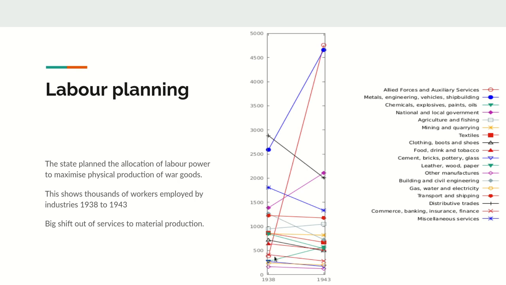And there's also an increase here in chemical industries producing munitions. Lots of service industries decline. Deliberate rundown of service activities because they're non-essential.